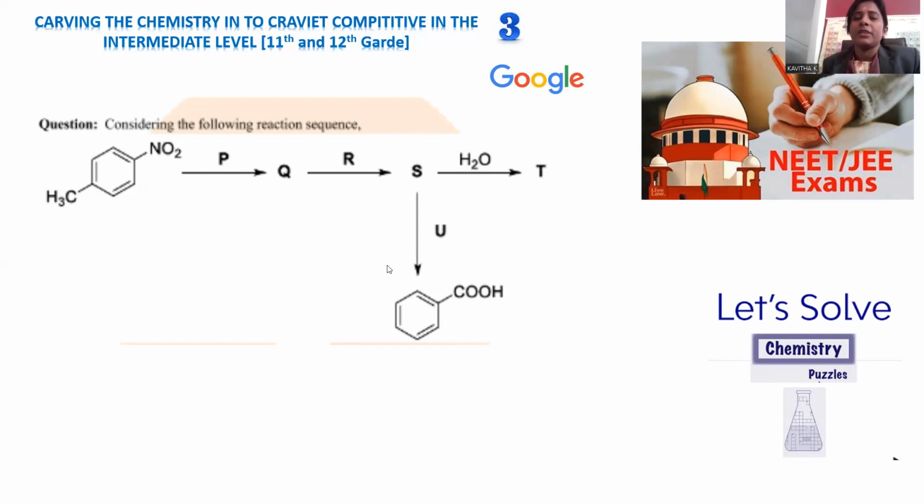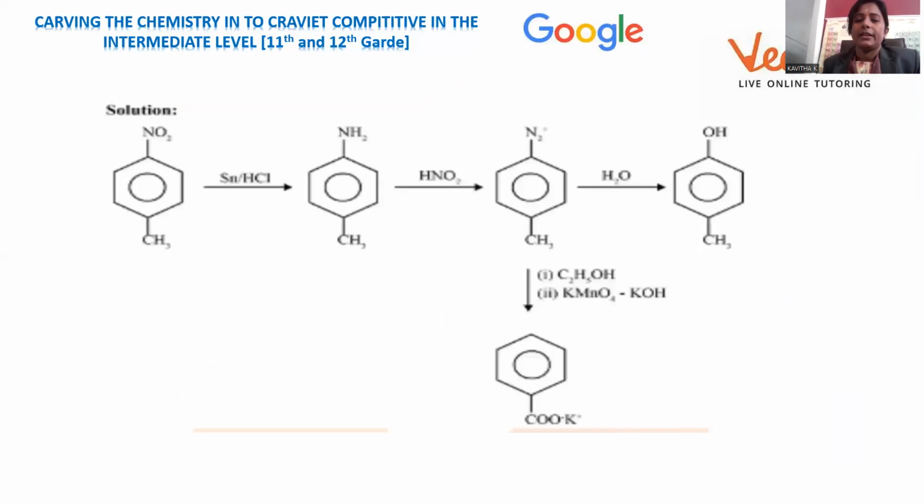For question number 3, the suitable reagents: P will be tin HCl, Q will be paramethyl aniline, R will be HNO2. That means nitrous acid can be taken. S will be paramethyl benzene diazonium chloride. Upon water treatment, paramethyl phenol is the T. And U will be what? One is ethanol, another is potassium permanganate. What we mentioned in this entire series of reactions, this is the way we can answer. This is the actual solution we got here.